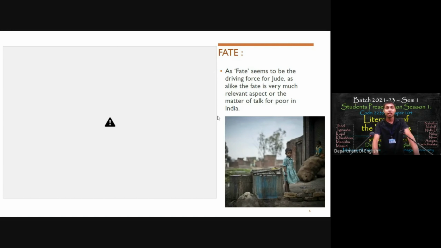As sir was telling, fate seems to be the driving force for Jude, and fate is a very relevant matter to talk about for the poor in India. So we cannot think of our poor separately. Vivekananda said this very good thing, "Shiva Jnana Jiva Seva." If you want to serve God, serve the people, the poor of your country.